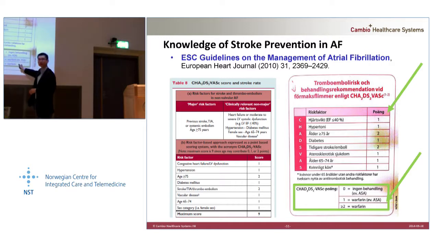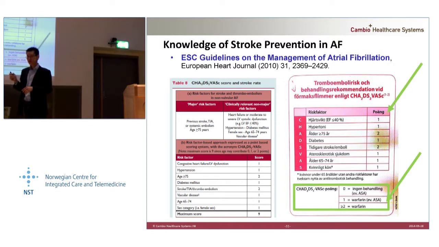And here, there's even a recommendation on treatment. If the risk score is 1, you can give warfarin or aspirin as oral anticoagulation treatment. And if it's greater than or equal to 2, you always give warfarin. That is actually in the guideline from 2010.